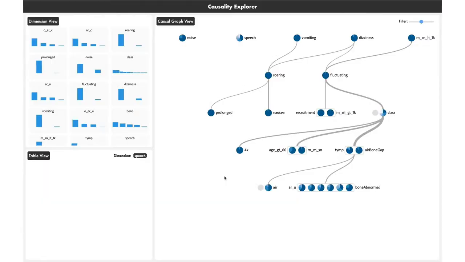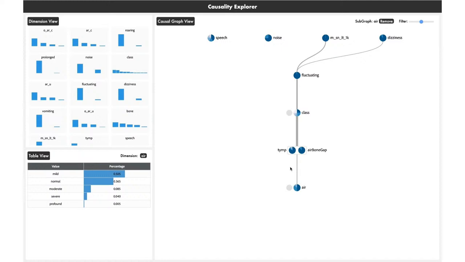In this study, we designed a system named Causality Explorer to facilitate the causal analysis. Users can explore the causal graph to perceive the causality and its uncertainty, validate the causality with the raw data, and apply the confirmed causality to what-if analysis.